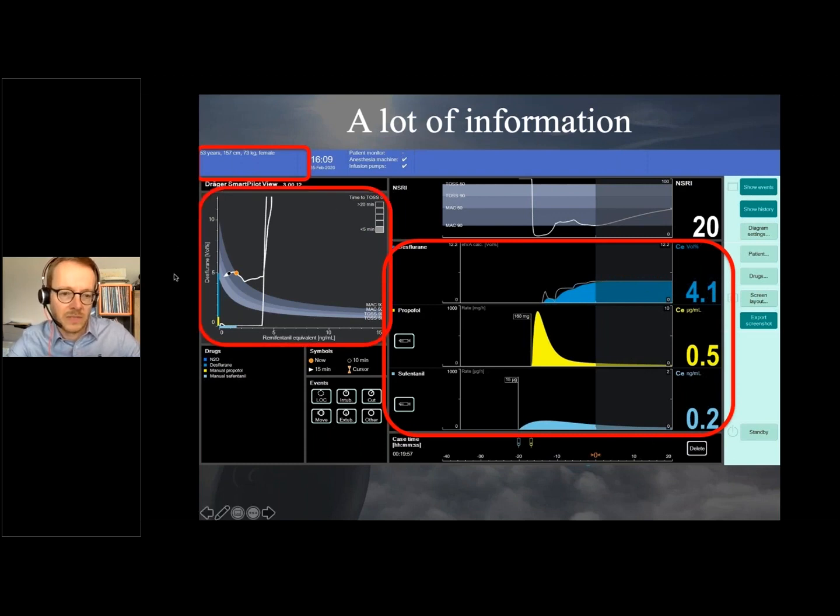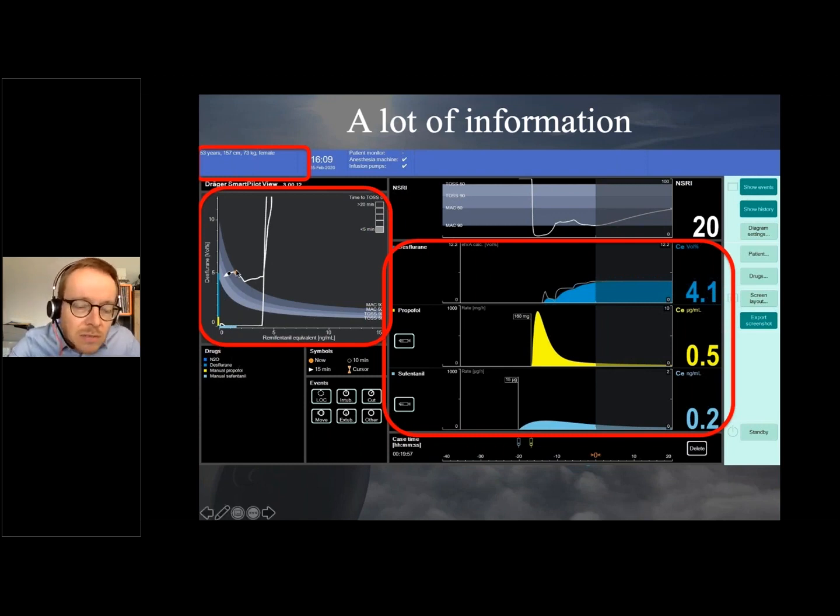This is what we have been talking about a few minutes ago. This is the dose response surface graph with isoboles, and they also have a name. For example, the upper isobole here is the MAC 90 isobole. So if you are on or above that isobole, you have a 90% chance of not moving or not responding to a certain surgical stimulus.